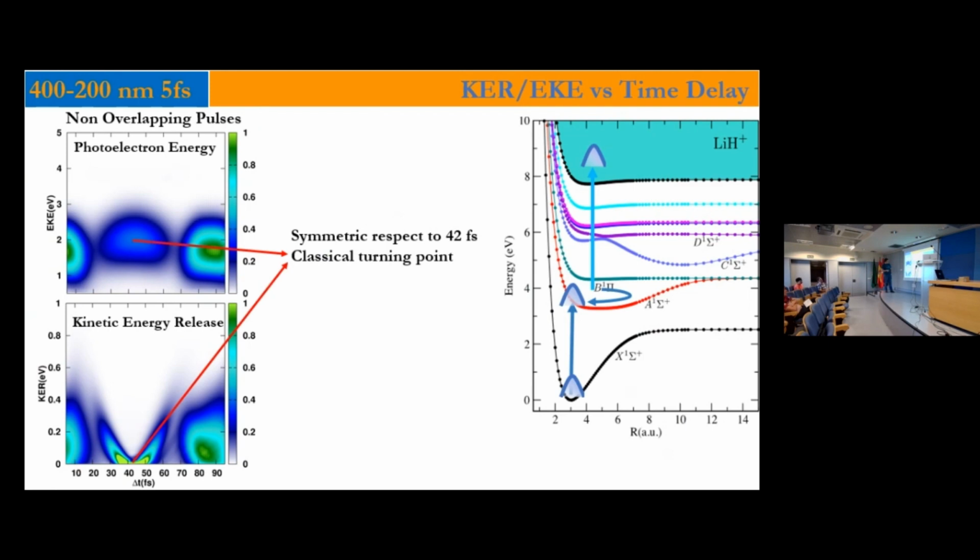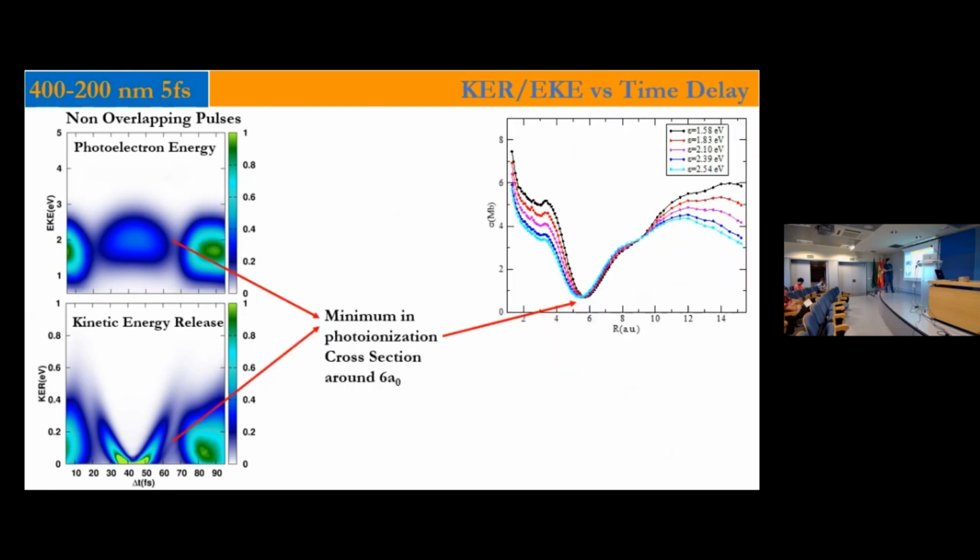Again, it's pretty symmetric with respect to the other turning point, which is what we saw in the last slide, and is kind of expected. But there are also other features that are very visible. So we notice that there is a minimum around 25 and 65 femtosecond delays, which is when the wave packet is located around 6 atomic units.